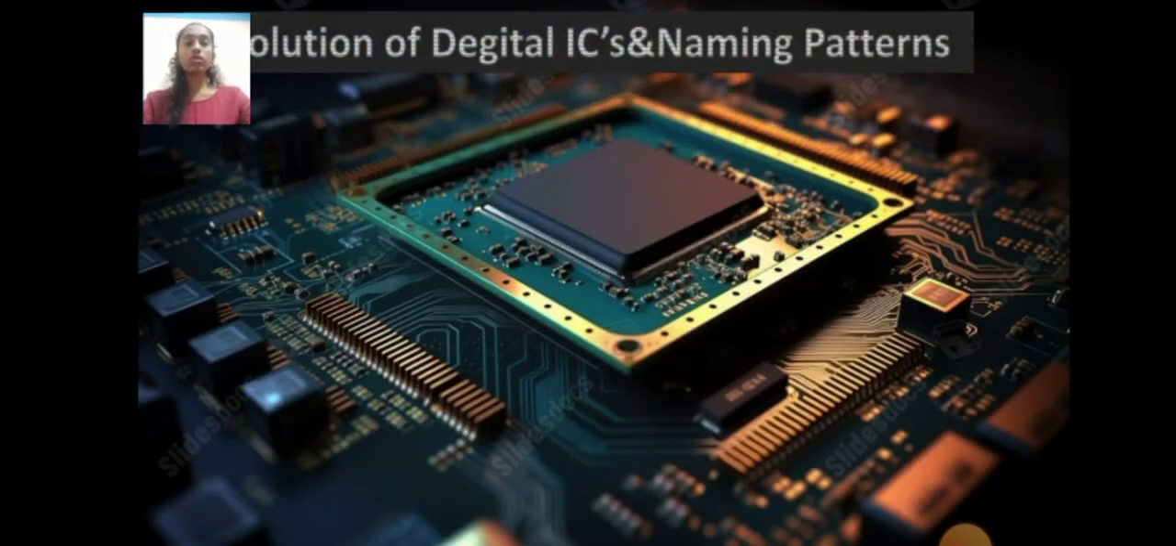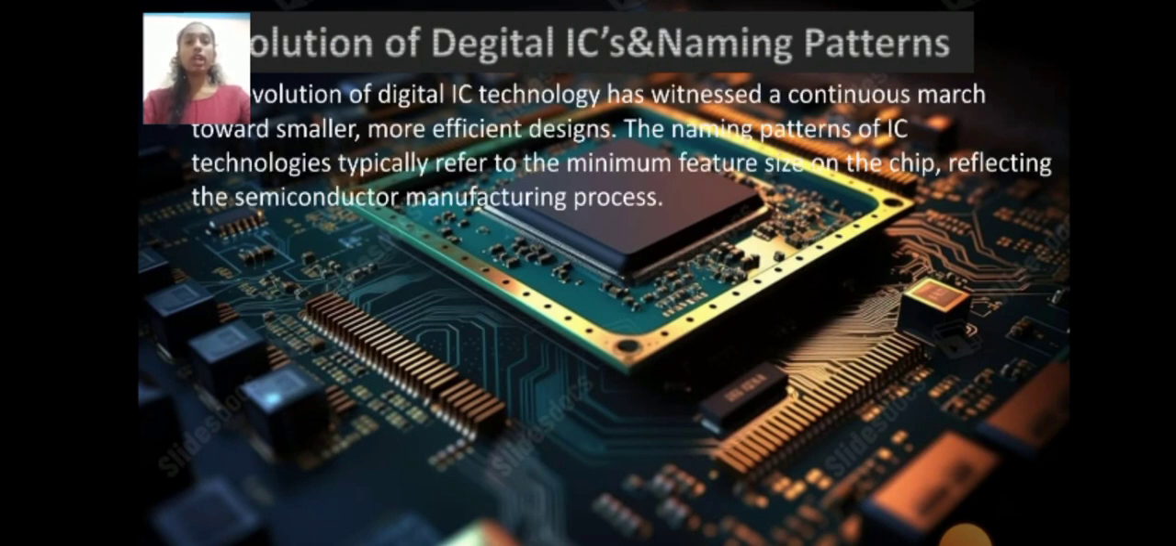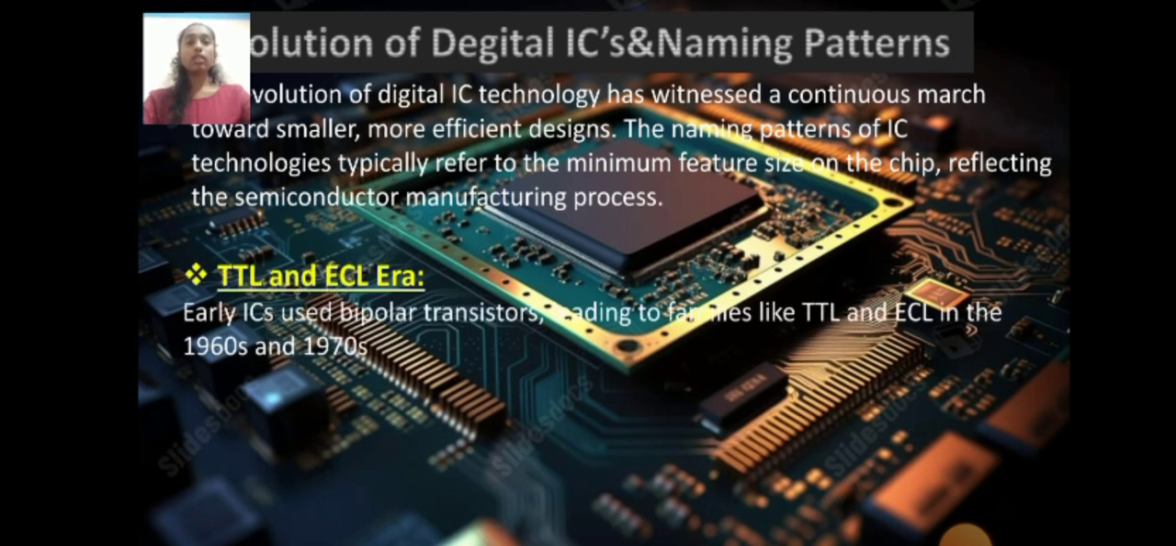And let us see the evolution of digital ICs and their naming pattern. The evolution of digital IC technology has witnessed a continuous march towards smaller, more efficient designs. The naming pattern of IC technologies typically refers to the minimum feature size on the chip, reflecting the semiconductor manufacturing process. And TTL and ECL era. Early ICs used bipolar transistors, leading to families like TTL and ECL in the 1960s and 1970s.